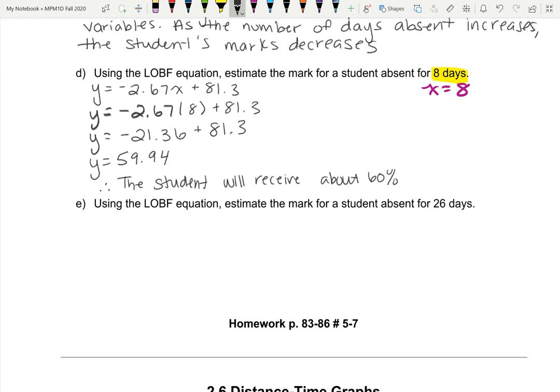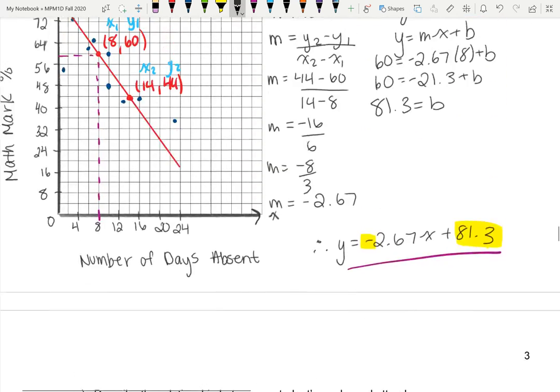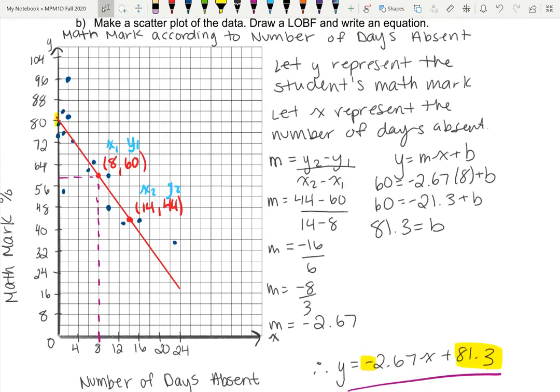So this is about 60%. When a student is absent 8 days, we're estimating that they will receive about 60%. And by just reading the dotted purple lines, that is what we would get if we interpolated by just reading the graph as well.